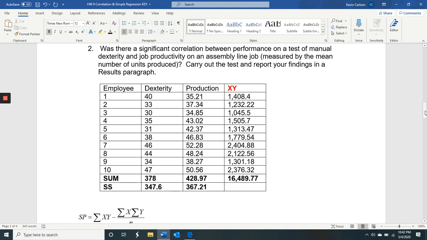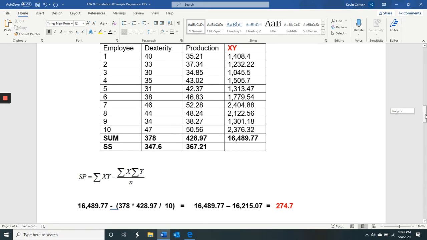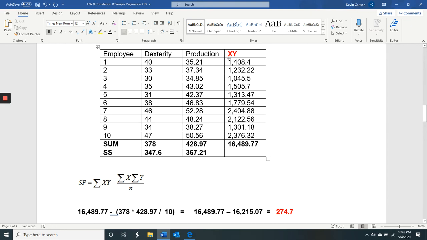So let's do number 2. We have 10 employees and 2 measures here. Just like before, we want to take the X, dexterity, times the Y, productivity, to get the XY. We do that for everybody. So we have a new column, a new variable here, X times Y. Right here, your numbers should look like that.